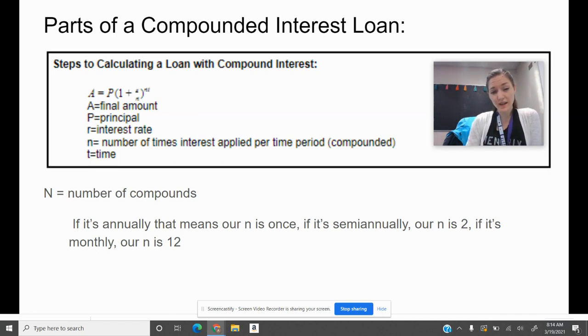N is the number of times the interest is applied per time period, or how many times it's been compounded per time period. If that seems complicated, we're going to go over some examples that will make it a little bit more clear. And T is the time, or how long you have to pay that loan back. So let's talk about this N, the number of compounds component of this equation.